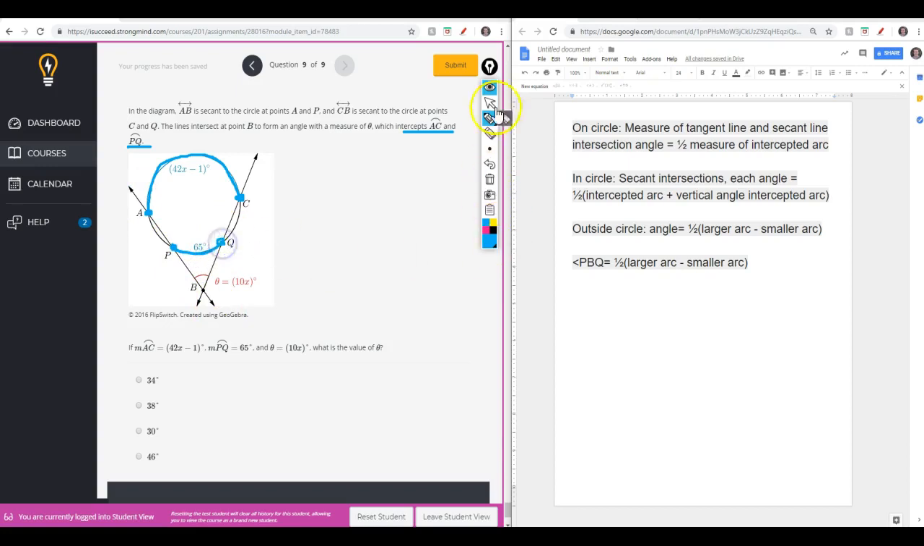So the larger arc is always going to be furthest from the angle, so that's going to be arc AC, which is given to be 42x minus 1. Since there's more than one term, 42x is one term and minus 1 is one term, I'm putting it in parentheses. And then we are subtracting the smaller arc, which is 65 degrees. Since it's only one term, I'm not putting that in parentheses. And we do know that our angle has a measure of 10x.